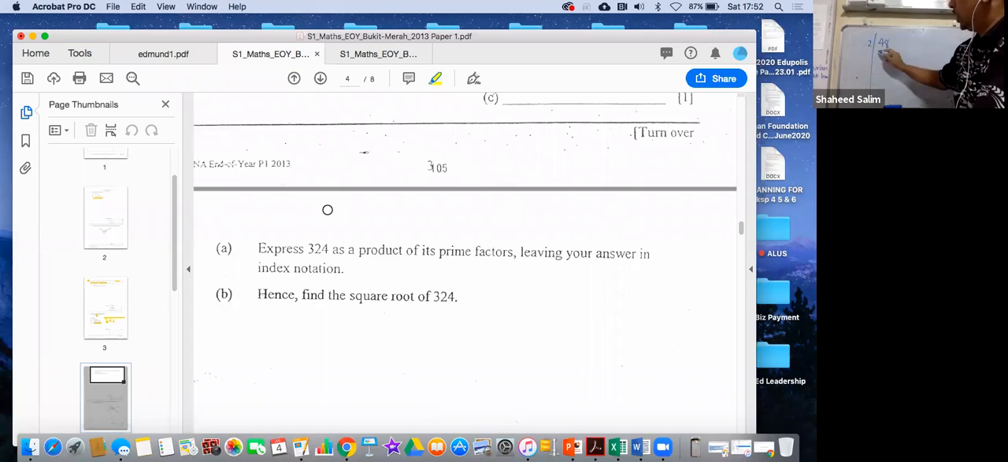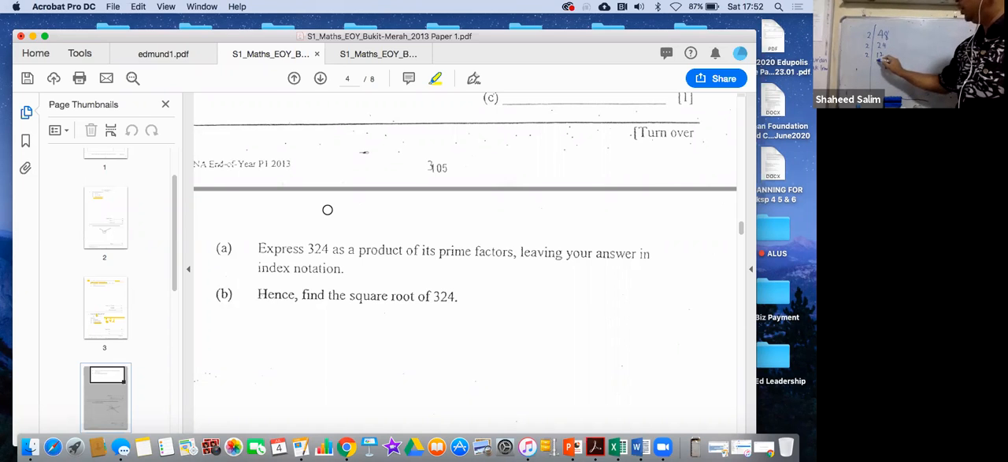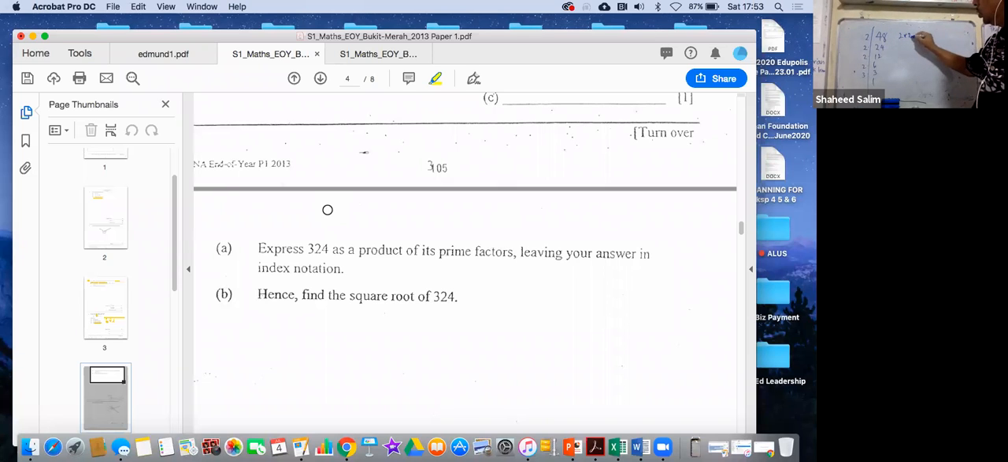Divide by 2, you get 24. Divide by 2 again, you get 12. Divide by 2 again, you get 6. Divide by 2 again, you get 3. Now you cannot divide by 2 anymore. You divide by 3, you get 1. Okay, now this is prime factorization. So you count. This is 2 times 2 times 2 times 2 times 3. So we write it down here: 2 times 2 times 2 times 2 times 3. This is not in index notation, because they want you to, I should make my screen bigger.